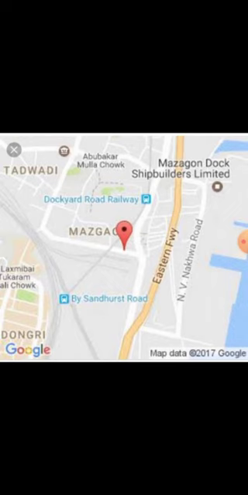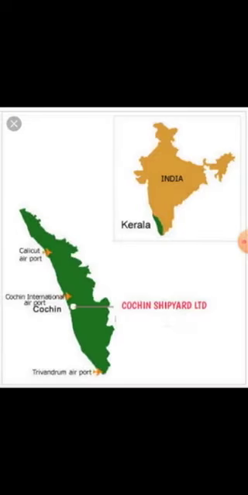Then second one is Garden Reach Workshop. It is in Kolkata. Did you see, students? Very good. Then third one is Mazagon Dock in Mumbai. Did you see Mumbai, students, now? Then last one is Kochi Shipyard in Kochi. See the map, students. Where is Kochi? Did you identify? Very good.